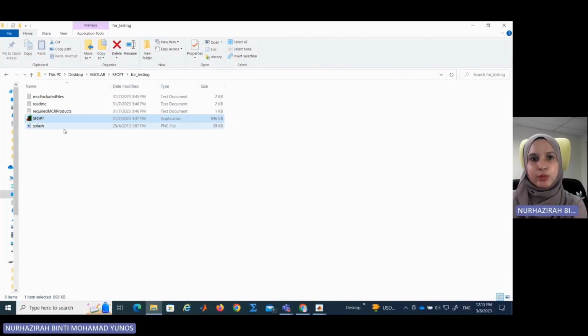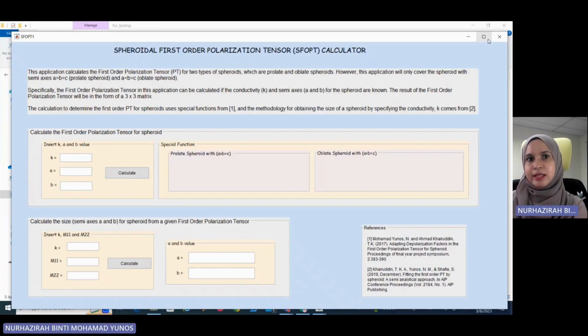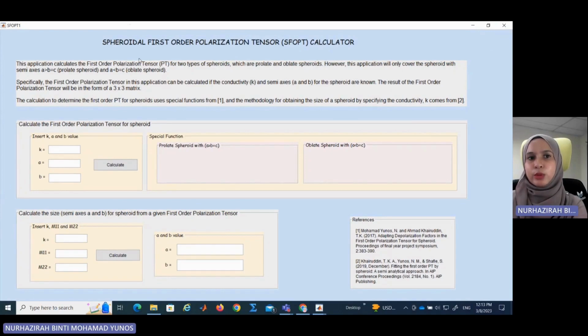So for the first step, we need to open the application first. This is the application SFOPT. And here it is. This is the application. So the name of our product is Spheroidal First Order Polarization Tensor Calculator, or the acronym is SFOPT.